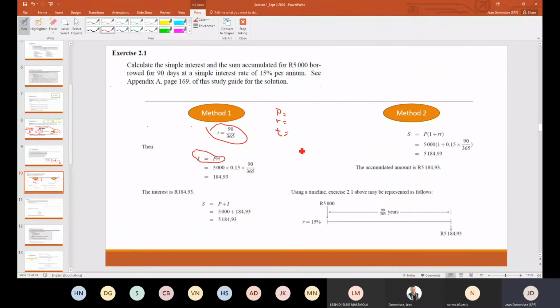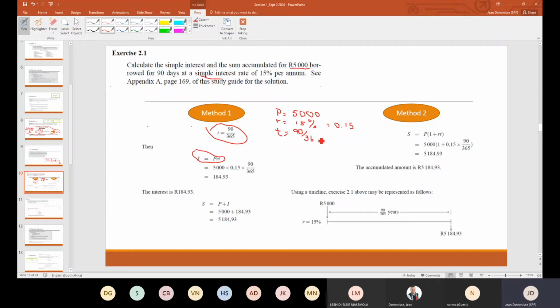Okay, and then they tell us that the amount that you borrowed was 5,000. So we know that the P is 5,000. So at least we know that. Then they tell us the simple interest rate is 15, so we know that that is 15%. Or if we use it in the formula, we can also write it as 0.15, because it is 15 divided by 100. The T is 90 over 365.